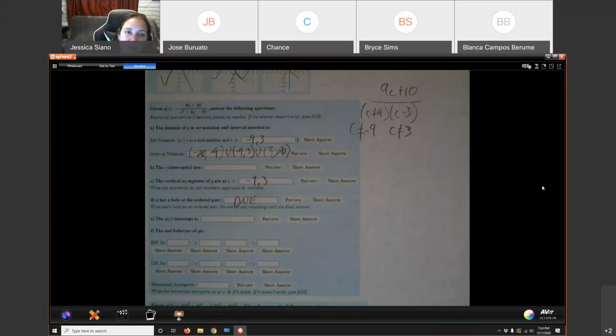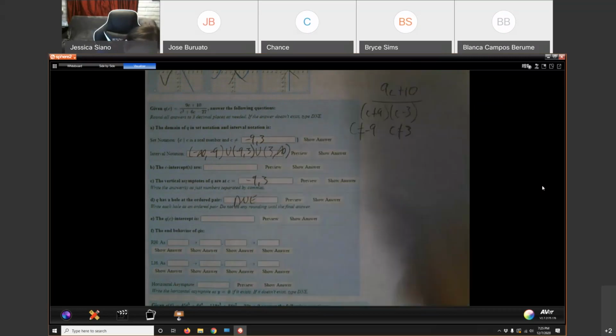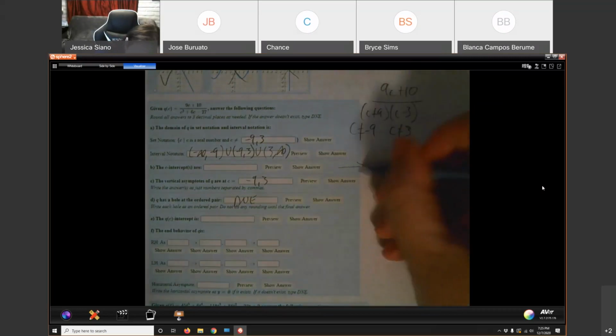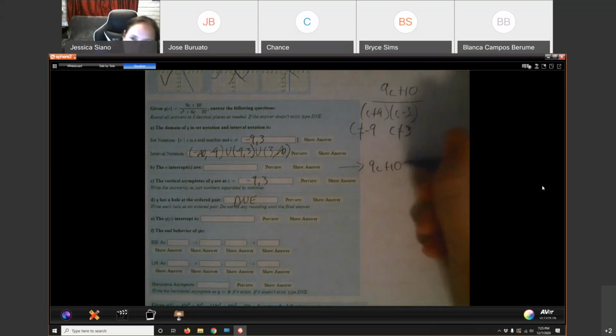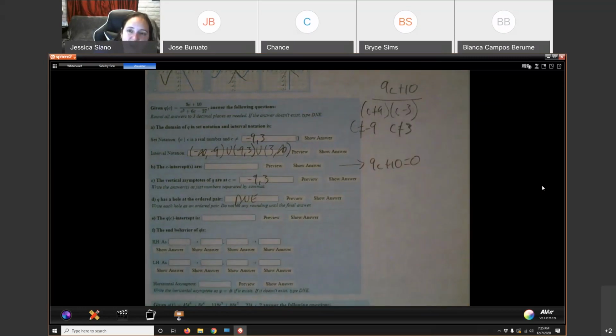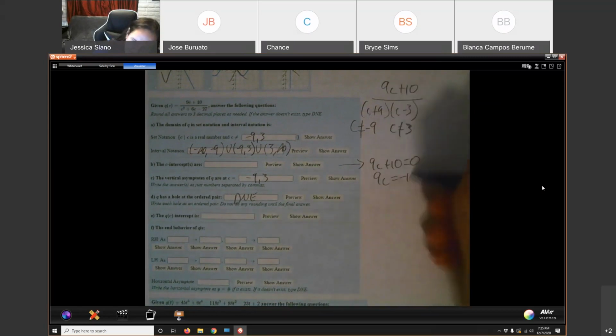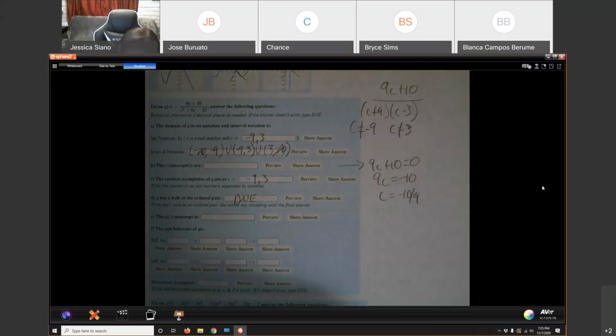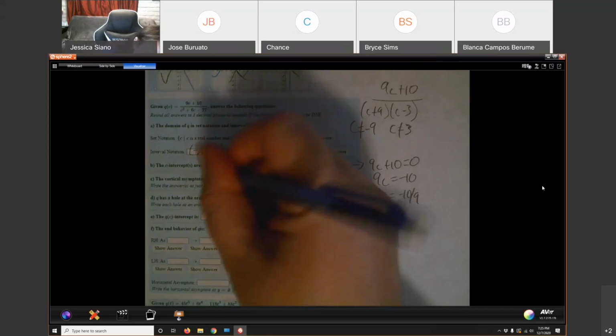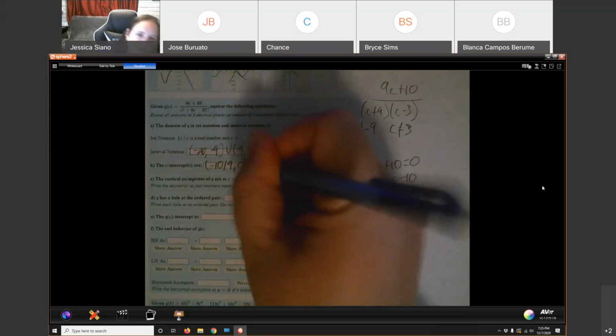And so the c-intercepts would be the places where the numerator equals 0. So to find the c-intercepts, we would say 9c plus 10 equals 0. Because if a fraction has 0 in the numerator, then the whole thing is 0. So the c-intercept would be at negative 10/9, 0.